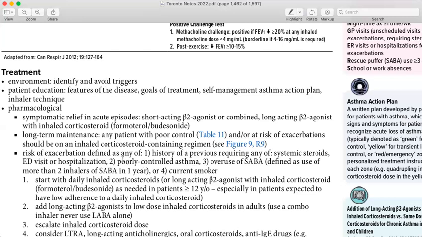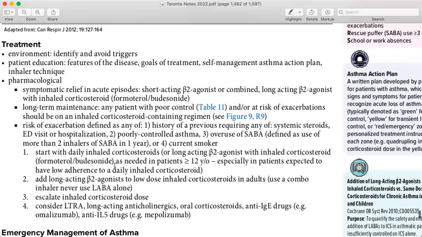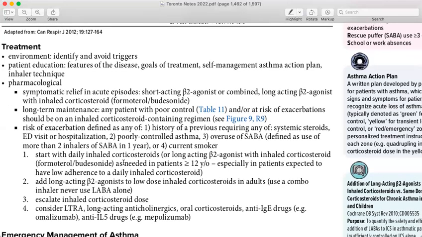So this can help you to find out if there is a risk of exacerbation in the nearby future. So start with the daily inhaled corticosteroids. This person needs inhaled corticosteroids as needed in patients more than 12 years, especially in patients expected to have low endurance. Then add a long-acting beta-2 agonist to low-dose inhaled corticosteroids, escalate the inhaled corticosteroid dose, then a leukotriene receptor antagonist, and then long-acting anticholinergics, oral corticosteroids, anti-IgE, and then interleukin-5 drugs can be used.